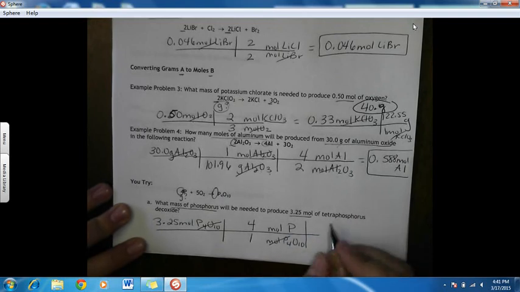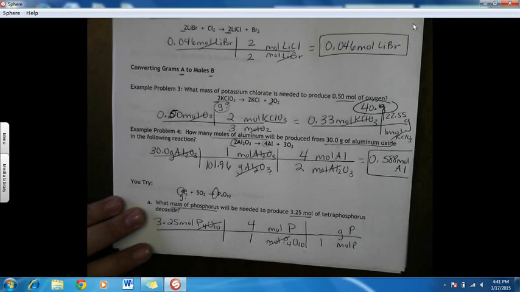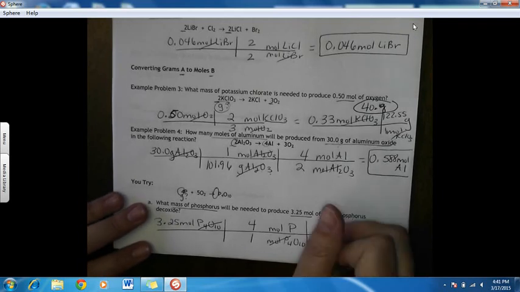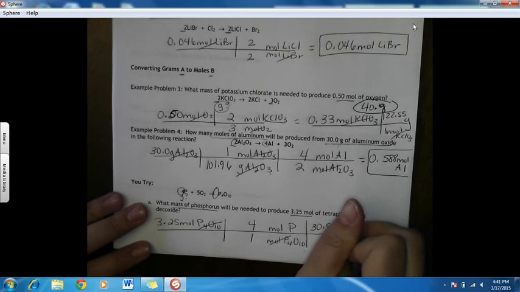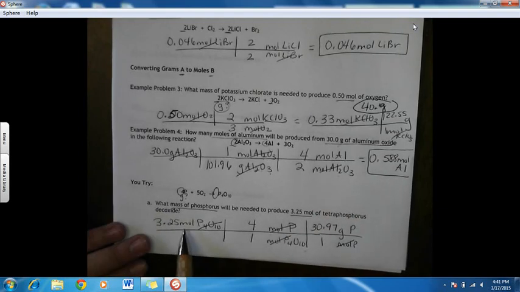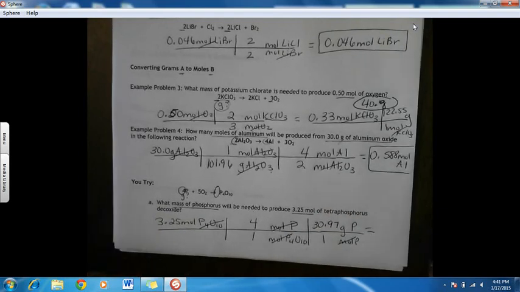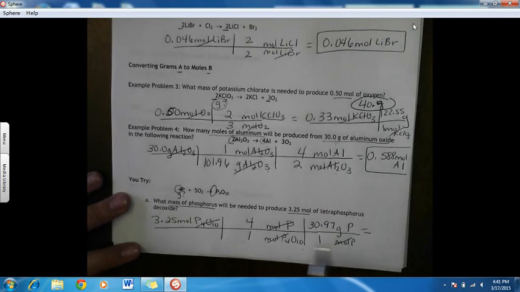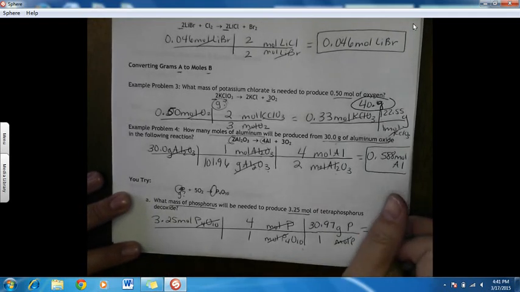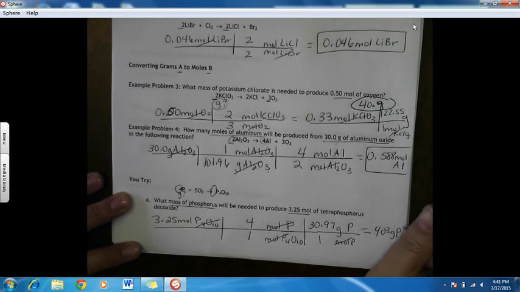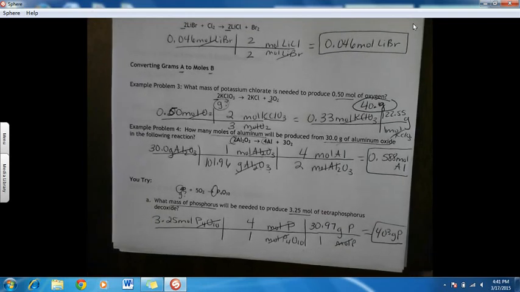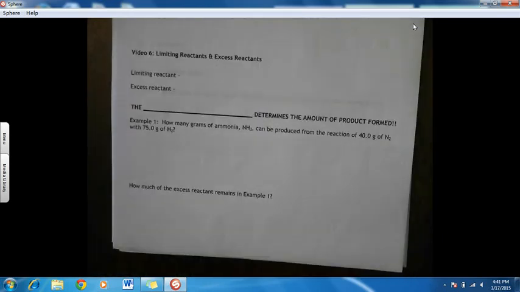So again, we want to use the molar mass. So moles of phosphorus we put on the bottom, grams of phosphorus on the top, and then we look up on the periodic table for the mass of 1 mole of phosphorus, which is 30.97. Right, and so then we multiply across the top and divide by what's on the bottom. So 3.25 times 4 times 30.97 gives us 402.61. And we allowed 3 significant figures, so that makes it 403 grams of phosphorus.